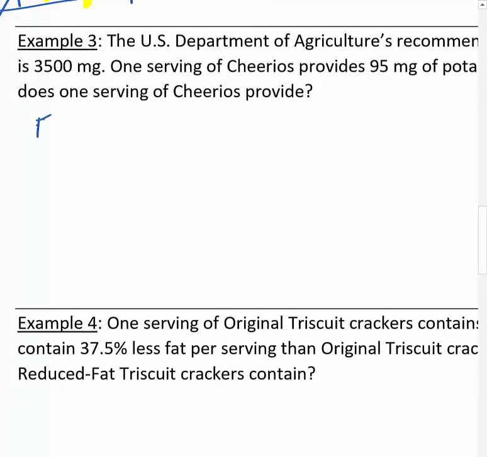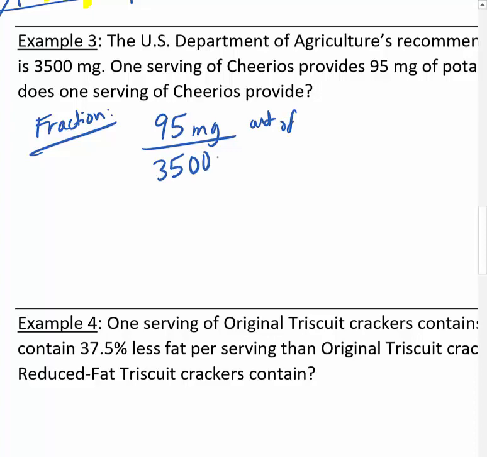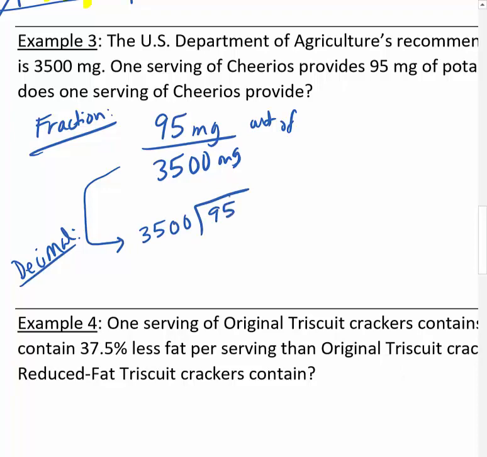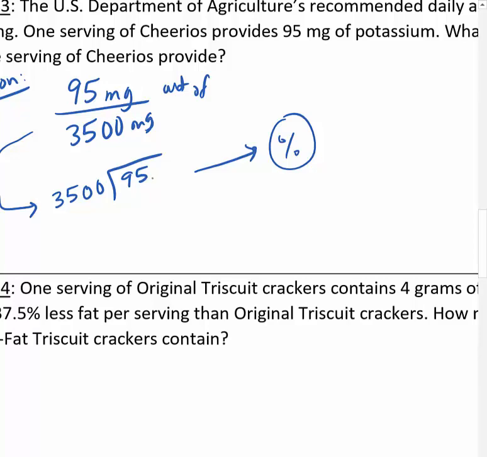There might be a few ways to do it, but I think they're giving us numbers that can give us a fraction. Because one serving of Cheerios gives you 95 milligrams out of a total of 3,500 milligrams. So once you make it a fraction, then we can change it to a percent like we did before. As you remember, you have to change it to a decimal first. That's the intermediate step, dividing the denominator into the numerator. And then we'll change that to a percent. Feel free to use a calculator. Alright, I'm going to use a calculator. Don't be a hero. Okay, I got, let's see.